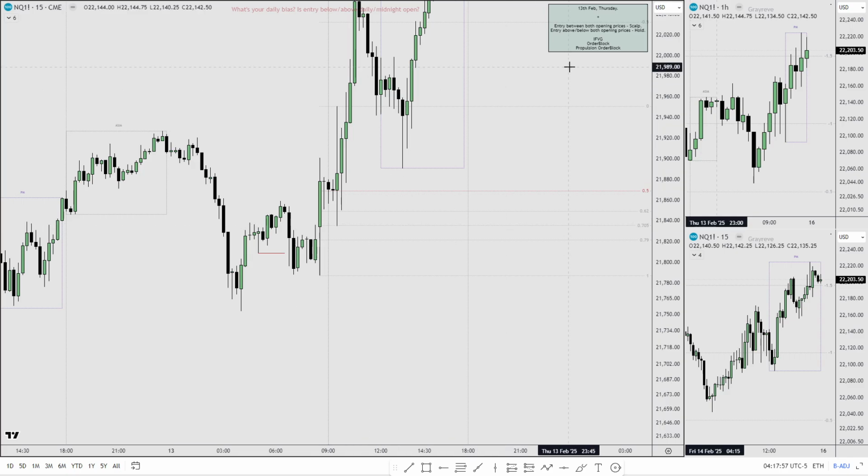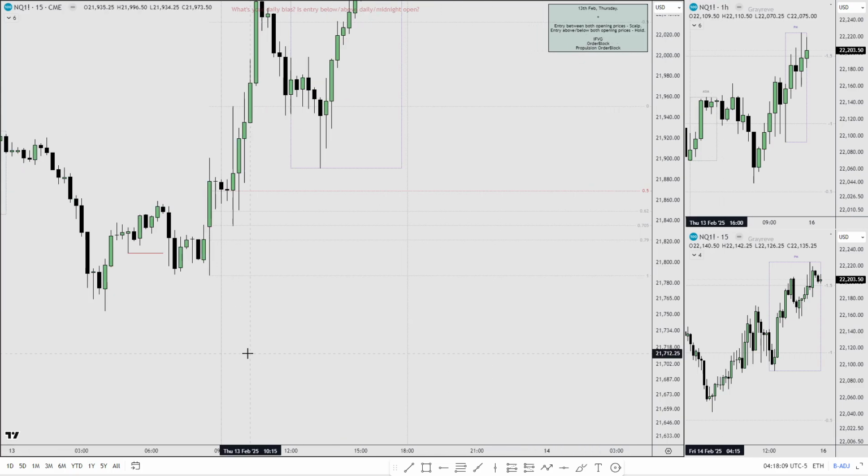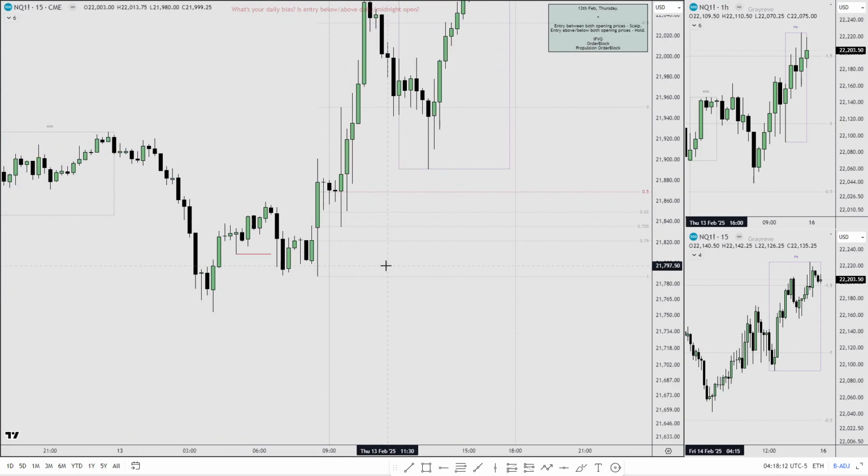Right here, what do we see? There are 3 PD arrays that I utilize, starting from the strongest to the weakest. Inversion fair value gaps. Right here, can we find an inversion fair value gap? Yes, on the 15 minutes. Right here. Now, I'm going to give you a very simple tip. Not every inversion fair value gap is strong. How do you select the correct ones?